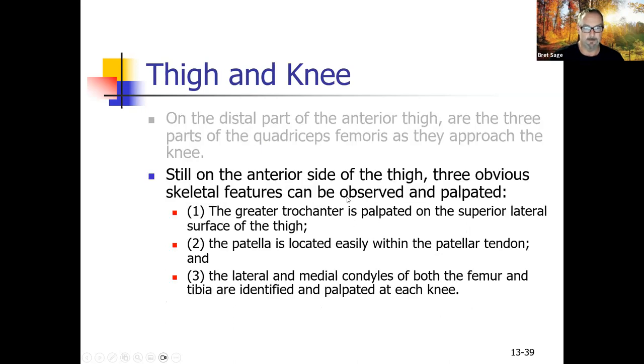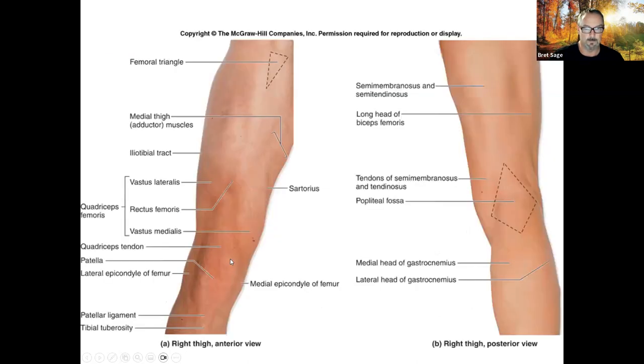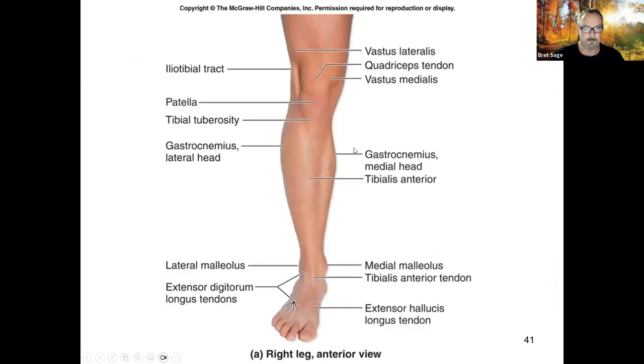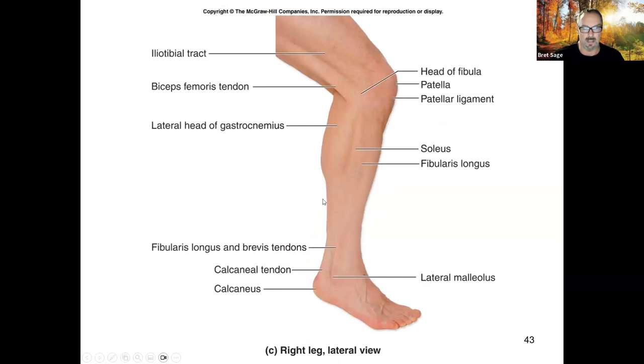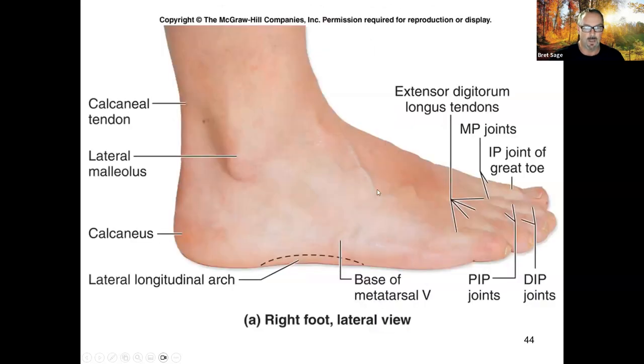Thigh and knee. Patella, the kneecap. More superficial muscle features of the thigh and knee, anterior and posterior. And then the lower leg, the tibial region. Tibialis anterior is a muscle here on the front. And the posterior calf region. And a lateral view of that same region. And your foot.